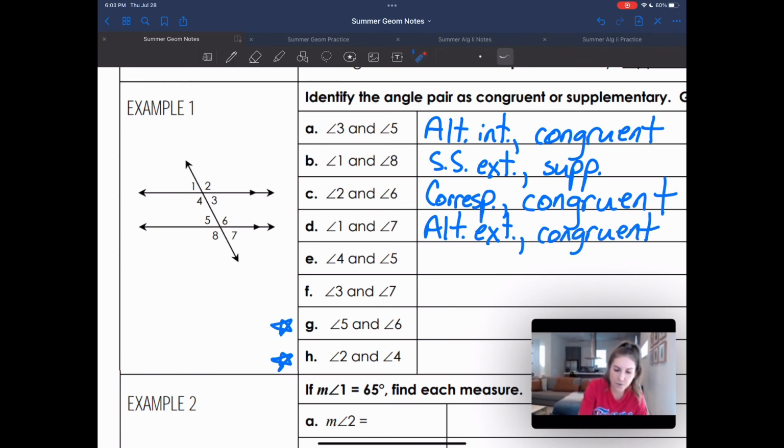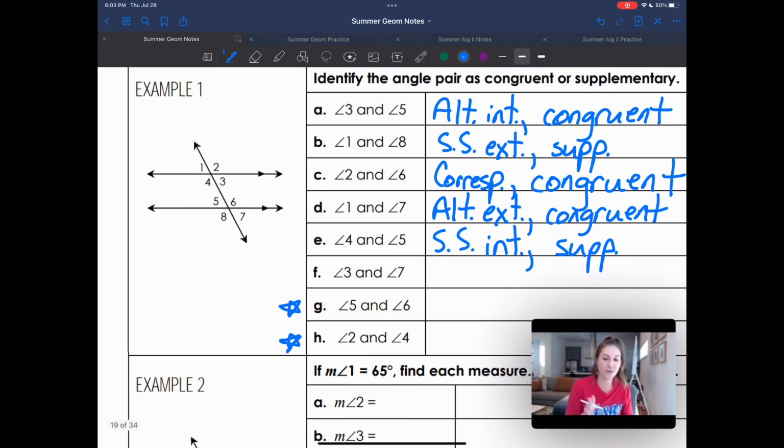Okay, let's keep going through these. We got angles 4 and 5. Here's 4, here's 5. There's our transversal. They are on the same side and they are on the interior. So same side interior angles. And our same siders are supplementary. Sup. Now, your teacher might want you to write the full word. I'm just doing this to save some time with our note video.